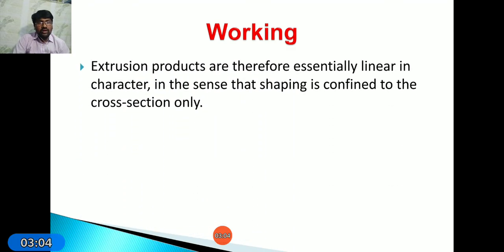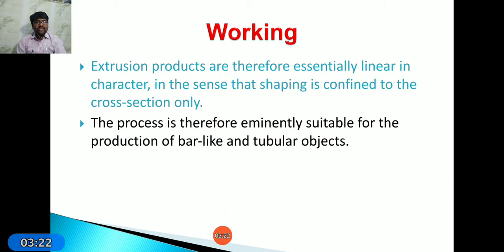Extrusion products are therefore essentially linear in character, in the sense that the shaping is confined to the cross section only. In terms of length, we are not changing any shape, but the cross section we can change by using the die. The process is therefore eminently suitable for the production of bar-like or tube-like objects. Examples: rails or structural products, and rods and bars, we can manufacture using this process.